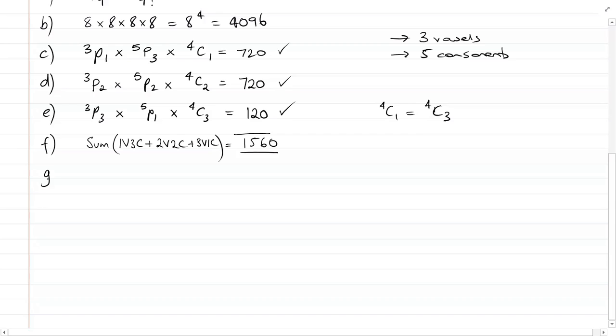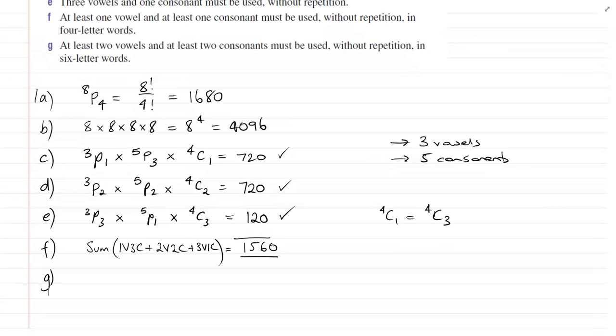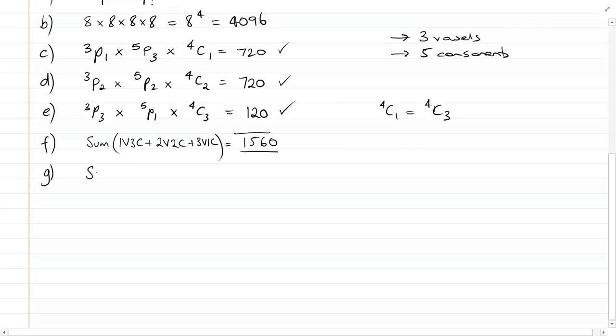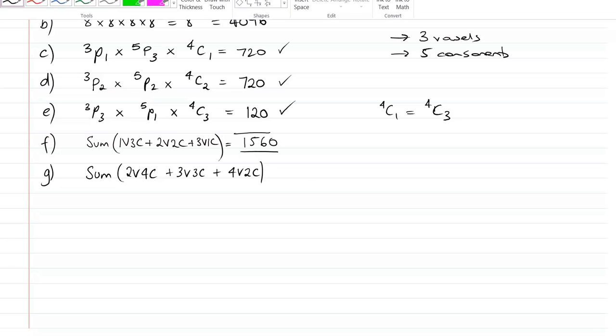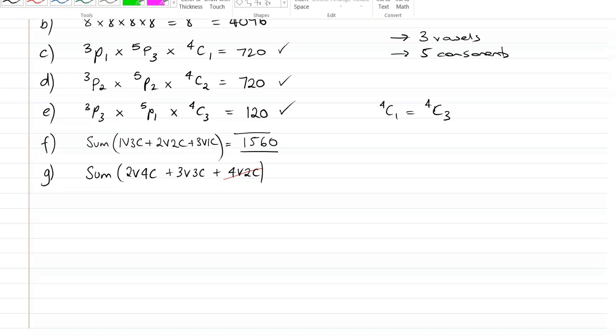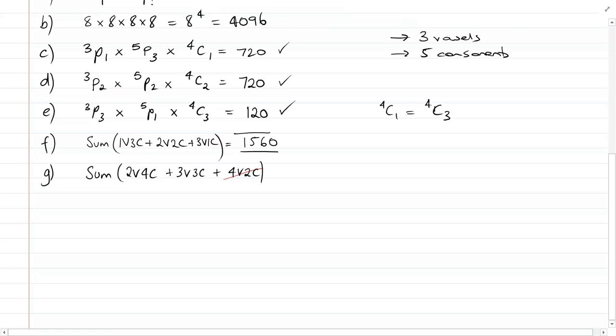And finally, question G. Question G says, at least two vowels and at least two consonants must be used without repetition in a six-letter word. So this time I'm talking about the sum of two vowels and four consonants, that's at least two of each, three vowels and three consonants, that's at least two of each, or four vowels and two consonants, and that's at least two of each. But it's important to recognize here that four vowels can't actually be true because we don't have four vowels in our set. So we're only dealing with the sum of two different things.